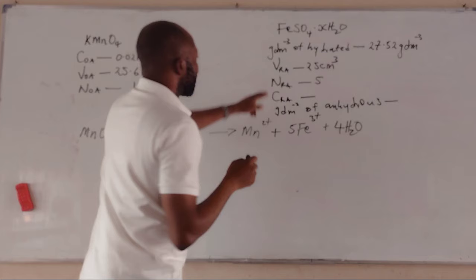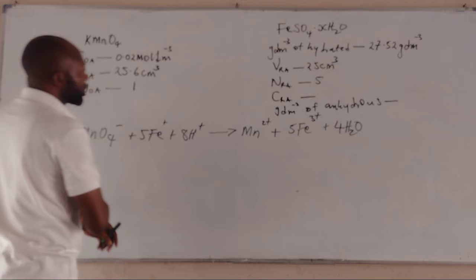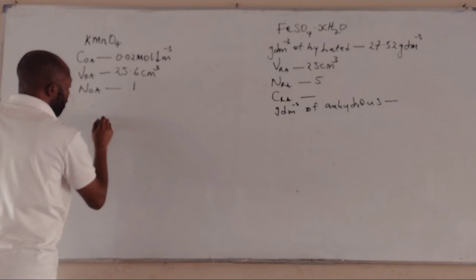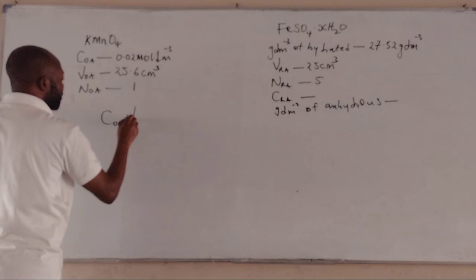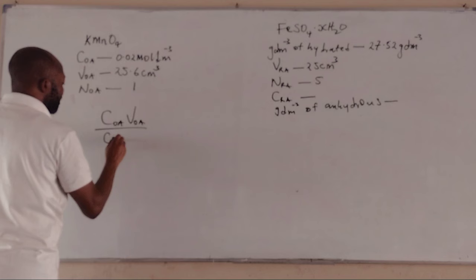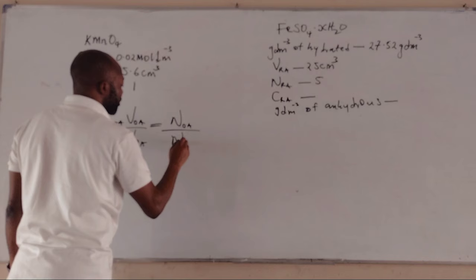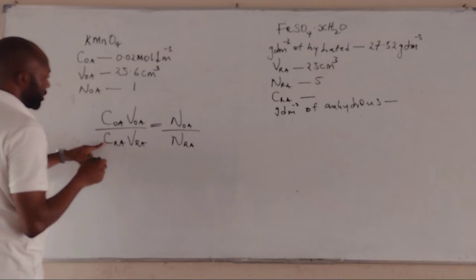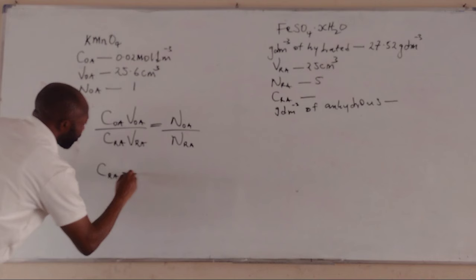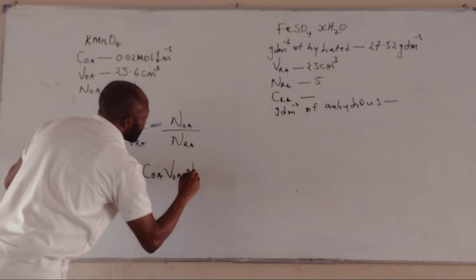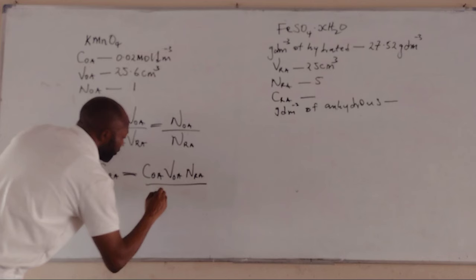For us to do that, I have to write out our equation. I have concentration of oxidizing agent times volume of oxidizing agent over concentration of reducing agent times volume of reducing agent is equal to number of moles of oxidizing agent over number of moles of reducing agent. I'm looking for concentration of reducing agent. So my concentration of reducing agent is equal to concentration of oxidizing agent times volume of oxidizing agent times number of moles of reducing agent over volume of reducing agent times number of moles of oxidizing agent.